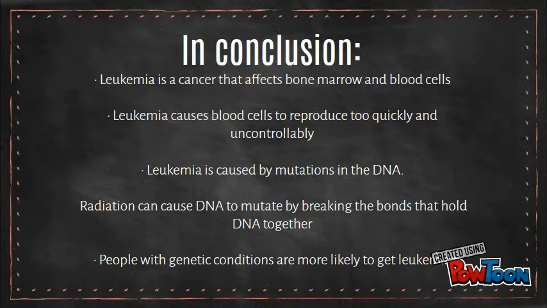In conclusion, leukemia is a cancer that affects bone marrow and blood cells. Leukemia causes blood cells to reproduce too quickly and uncontrollably. Leukemia is caused by mutations in the DNA. Radiation can cause DNA to mutate by breaking the bonds that hold DNA together. People with genetic conditions are more likely to get leukemia.